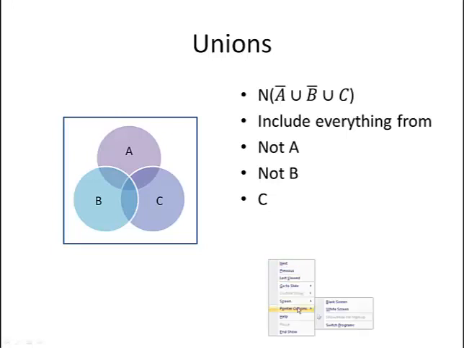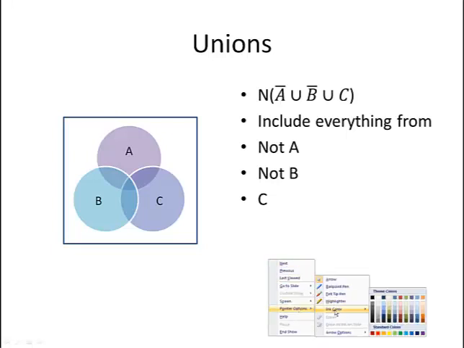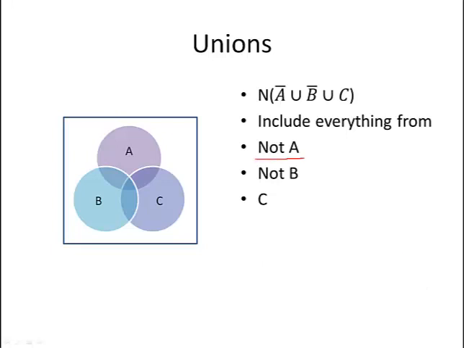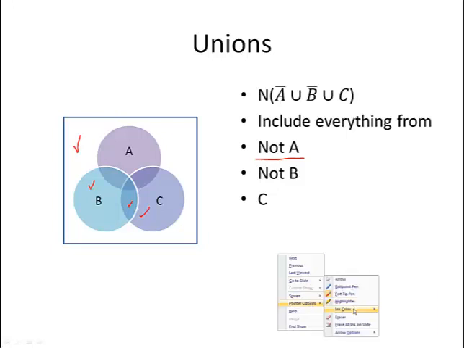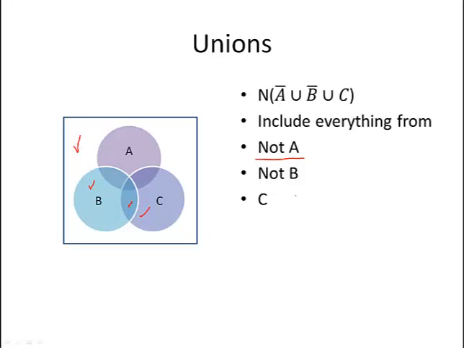Now, I'm going to use some colors here. Let's go ahead and start with red. So my red is going to be not A, and let's mark all the areas that are not A. All right, now let's go ahead and switch to another color and we'll do not B. So we've got another one here and one here. This is not B, this is not B.